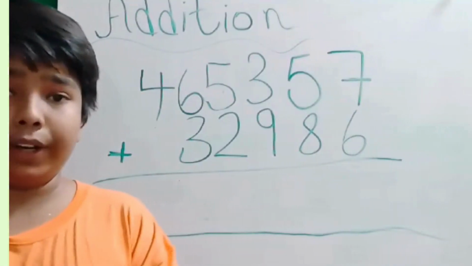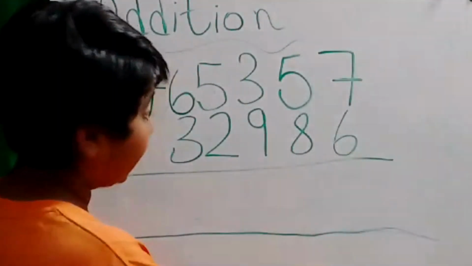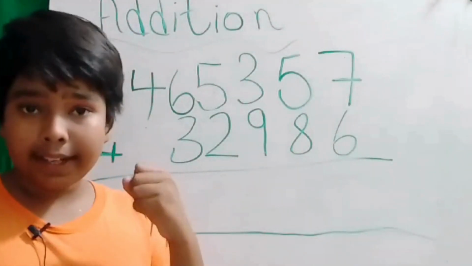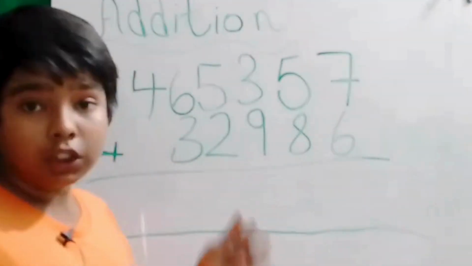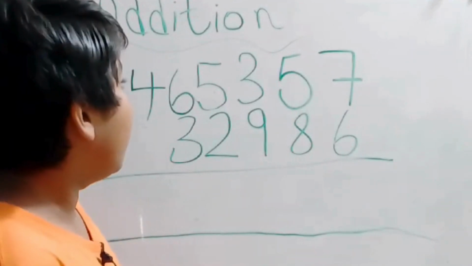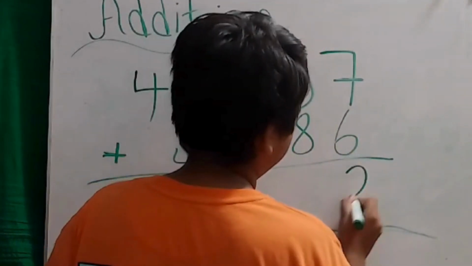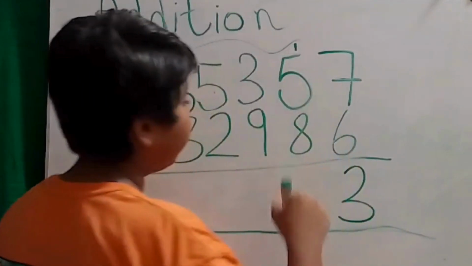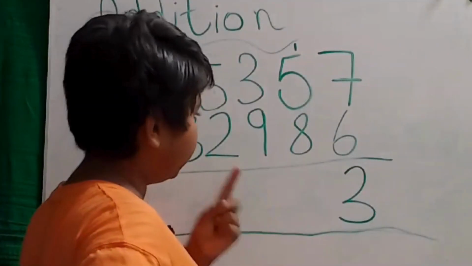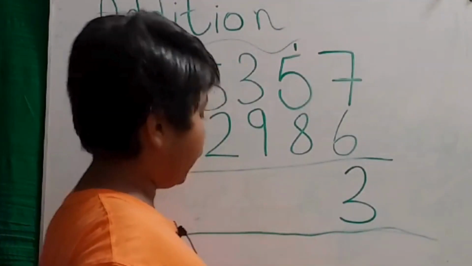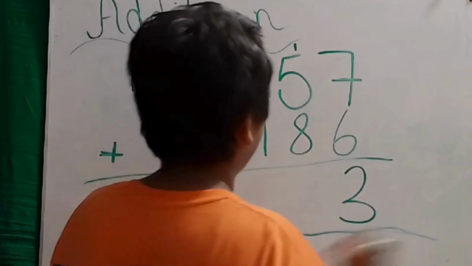Come to the next point. So let's start. 7 plus 6: 7, 8, 9, 10, 11, 12 and 13. 1 will be carried, 3 will be down. 5 plus 8: 8, 9, 10, 11, 12, 13. 13 plus 1, 14.